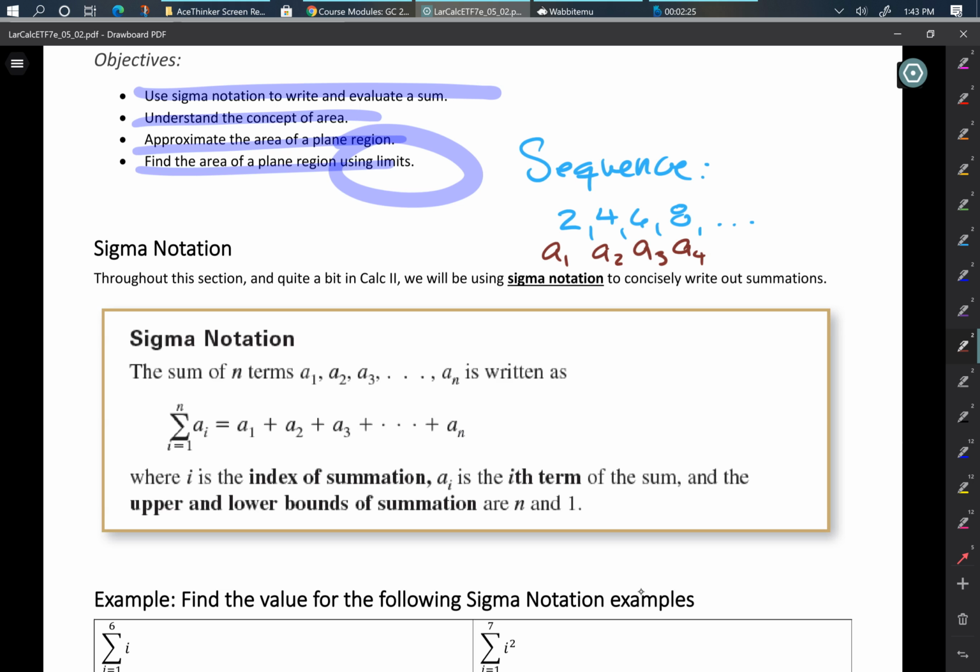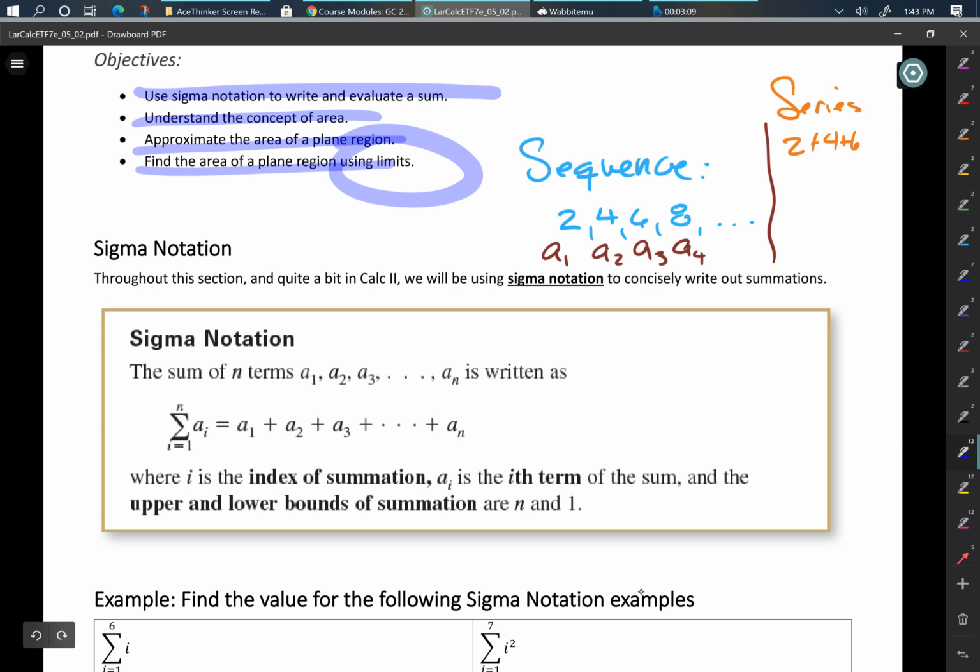Okay? When you add up terms of a sequence, so if you do this, 2 plus 4 plus 6, now you have a series. A series is the sum or the partial sum of a sequence when you add up some of or all of the terms. You can have an infinite sequence, a finite sequence, an infinite series, or a finite series. But if I want to add up a bunch of terms of a sequence, it'd be nice to have some convenient notation, some operator that tells me to do that. And here's where sigma notation comes in.